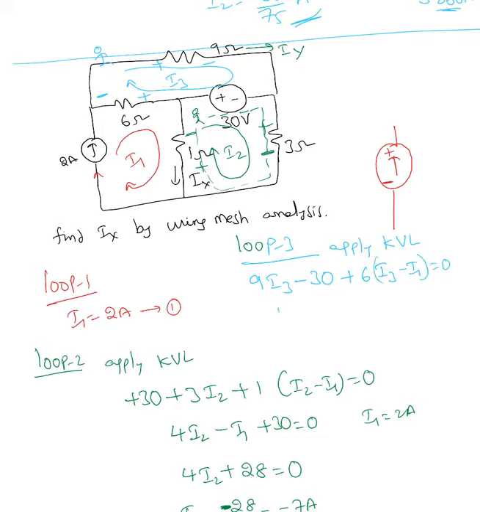So if I simplify this, 15I3 minus 6I1 equal to 30. I already know I1 equal to 2 amperes from here, so that is minus 12. If I take it to the other side, 15I3 equal to 30 plus 12, that is 42. So I3, which is basically Iy, equals 42 divided by 15, 2.8 amperes.